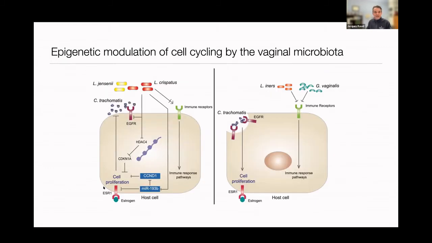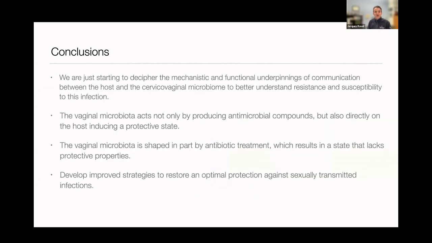We also had an effect on the estrogen receptor, which is also inhibited by Lactobacillus crispatus and jensenii, which makes sense as it does increase cell proliferation. So we are now really starting to develop a much better understanding of how the microbiota can affect the host cell in the context of a different microbiota, in the context of sexually transmitted infection.